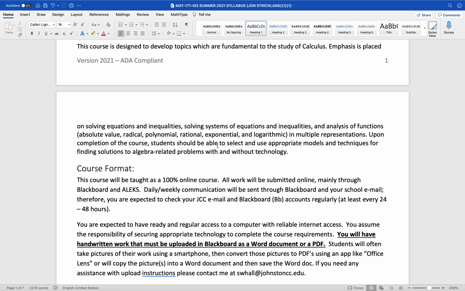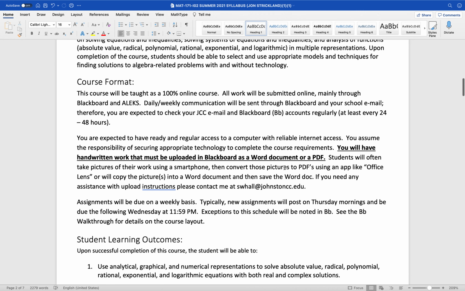Upon completion of the course, students should be able to select and use appropriate models and techniques for finding solutions to algebra-related problems with and without technology. For the course format, this is going to be taught as a 100% online class, and some of you may have gone through synchronous online courses where you had to be logged in on certain days at certain times. This is not one of those. This is going to be asynchronous, meaning that this is just a traditional online format.